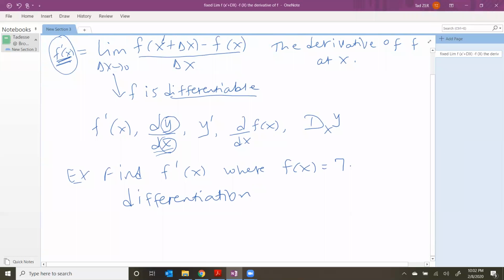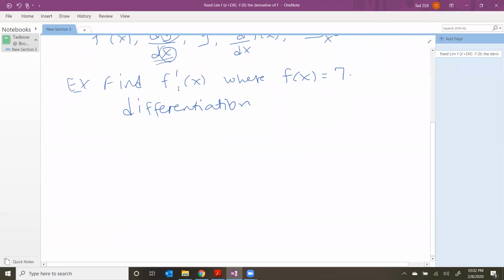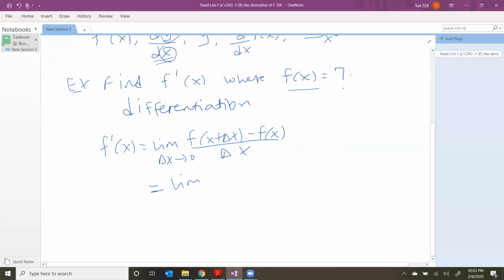So here you can see that derivative is nothing but the limit of the difference quotient. You want to find the limit of f of x plus delta x minus f of x divided by delta x as delta x goes to 0. If this limit exists, that will be the derivative. What is the function? It's a constant function, right? f of x is 7. No matter what x is, the output is always 7. So f at x plus delta x is 7, minus f at x, still 7. So this gives you 7 minus 7, which is 0, over delta x.